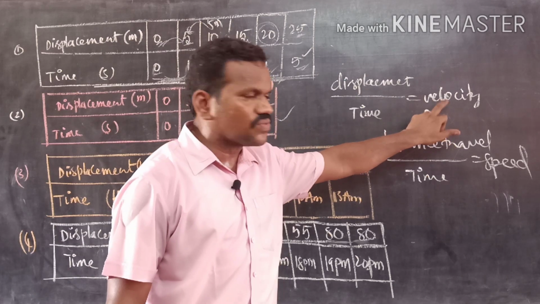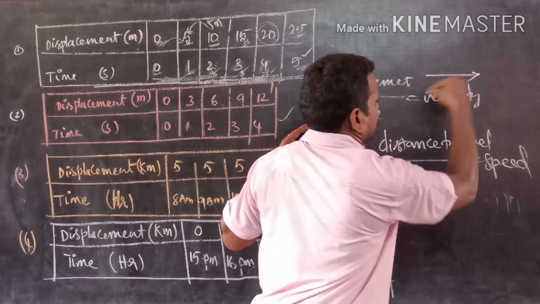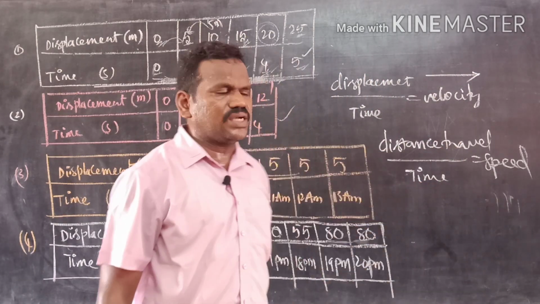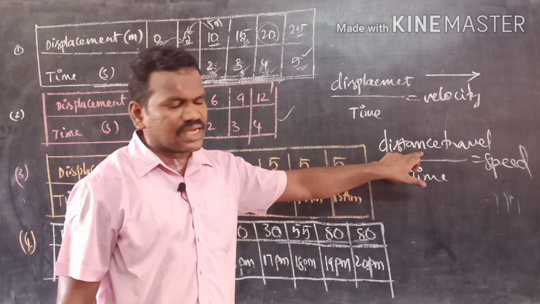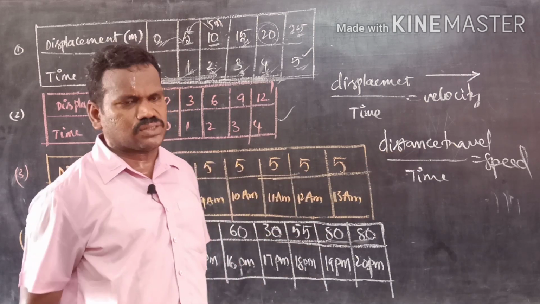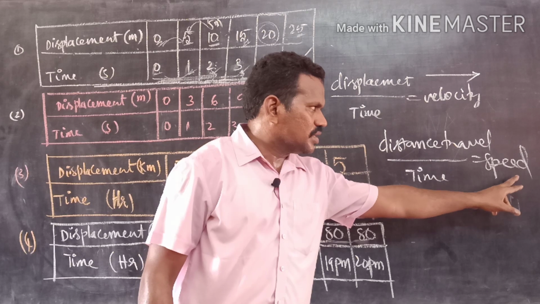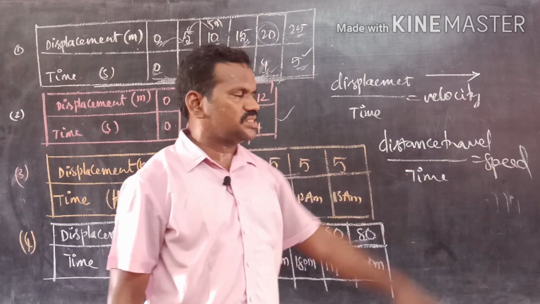It is a vector quantity. Why? Because displacement is a vector. So velocity can be represented like this. Here speed is a scalar quantity. Why? Because distance traveled is a scalar. It does not have direction, it has only magnitude. This means speed with direction is also called velocity.